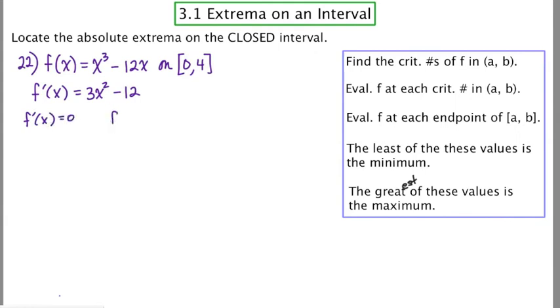And we'll also consider where the first derivative is undefined. And we'll start by doing the first derivative equal to 0. 3x squared minus 12 is equal to 0, which means that 3x squared is equal to 12, which means that x squared is equal to 4, which means that x is equal to plus or minus 2.